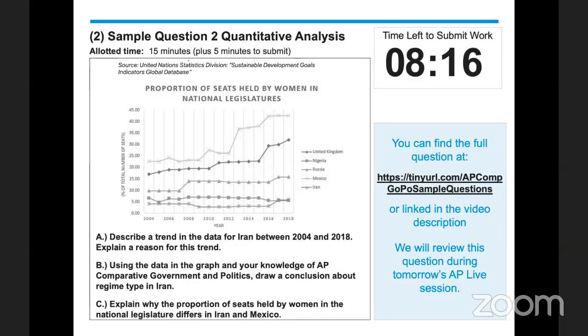And I'm telling you, you've got to cite data for Iran and cite data for Mexico in there. That's the implication in C: you have to use data about the proportion of seats for Iran and Mexico in order to earn the data point here. You have 2 minutes, and then I'll walk you through the uploading process, and that will take care of our practice 2 day.